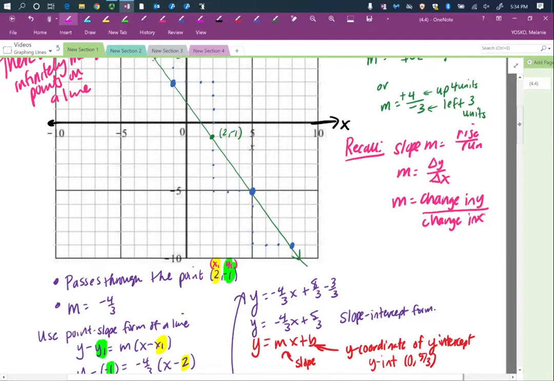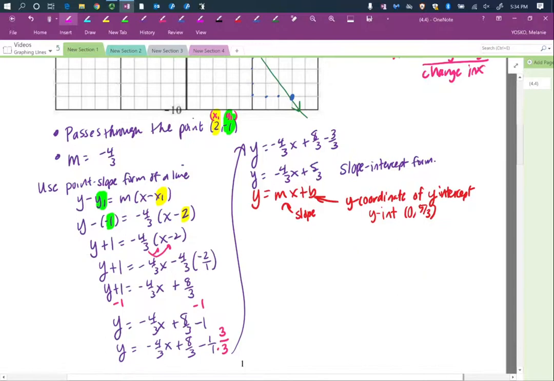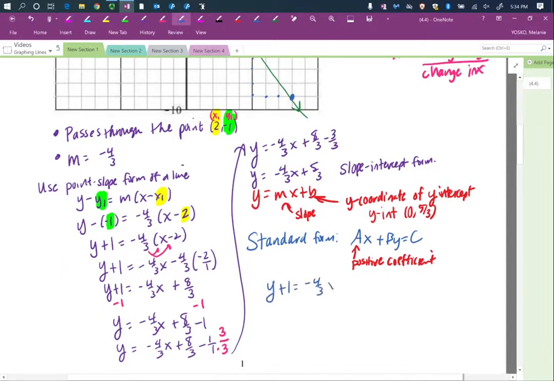You could also write this in standard form if you had wanted to. In standard form, we want ax plus by equals c. So in standard form, the coefficient of x needs to be positive, and we want x and y on the same side of the equal sign. So we could actually do this in two ways. We could take this part over here. I'll show you. y plus 1 equals -4/3 times (x minus 2). And we can multiply both sides by this denominator right here to clear the fractions. So we can multiply both sides by 3.